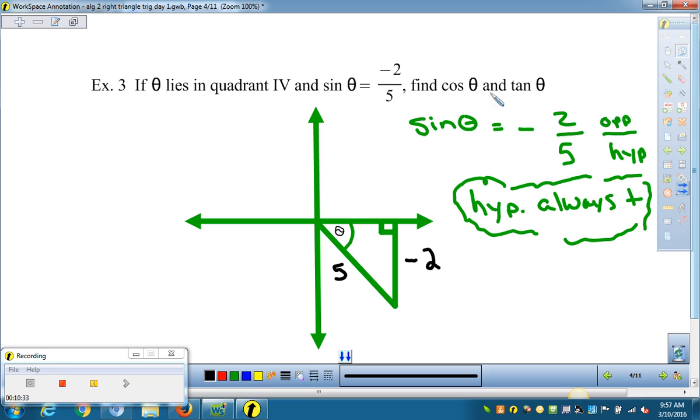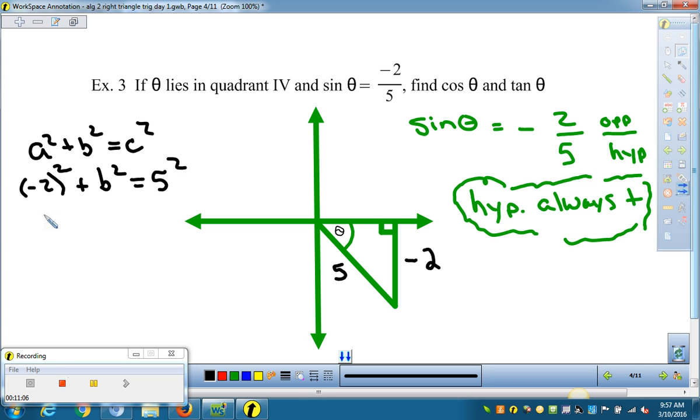And now I need to find cosine and tangent. Well, to do that, I need to find this missing side. So we still need our Pythagorean theorem. Tell me what to plug in. -2 squared plus b squared. Yep, and I will tell you to be careful. Any negative value squared should come out positive. So put your -2 in parentheses, squared, plus b squared equals 5 squared.